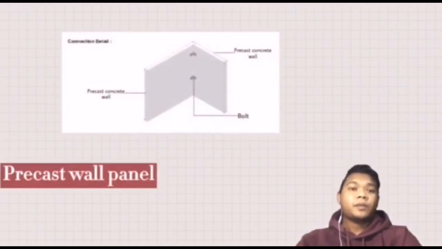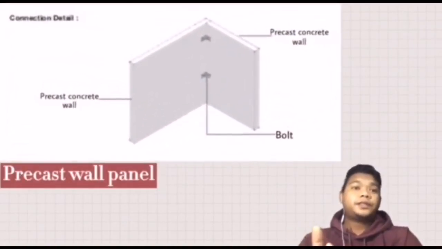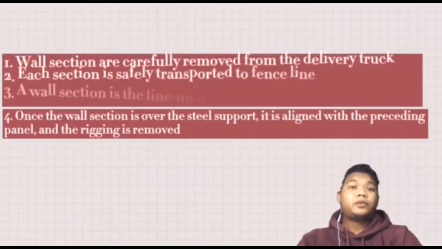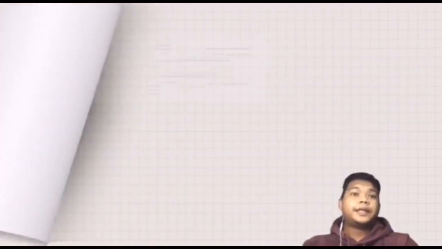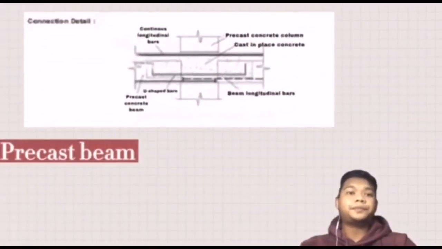Okay, next we move to the wall panel. For the installation, first the wall sections are carefully removed from the delivery truck. Each section is safely transported to the fence line. A wall section is lined up with the protruding steel support. Once the wall section is over the steel support, it is lined up with the preceding panel and the rigging is removed. Next, we move to the precast beam.